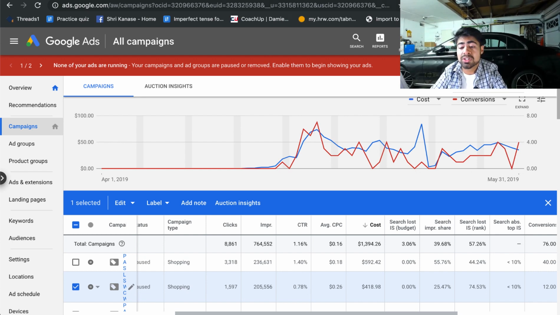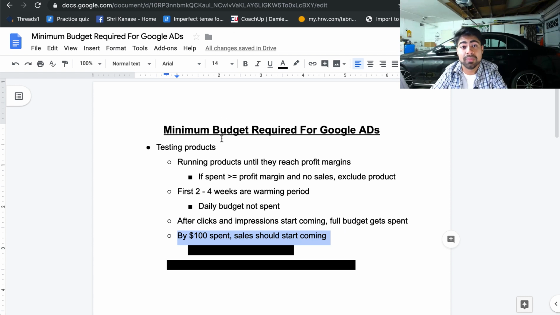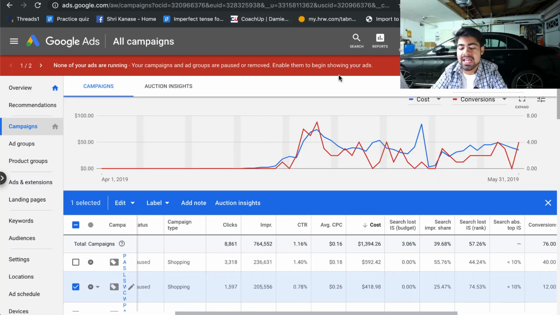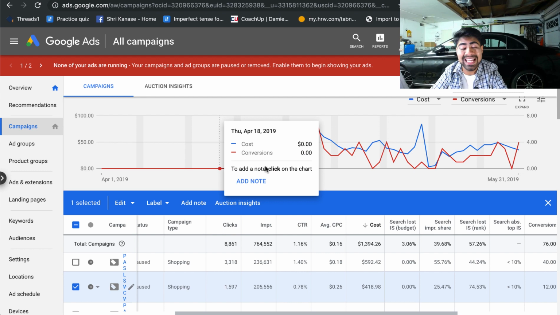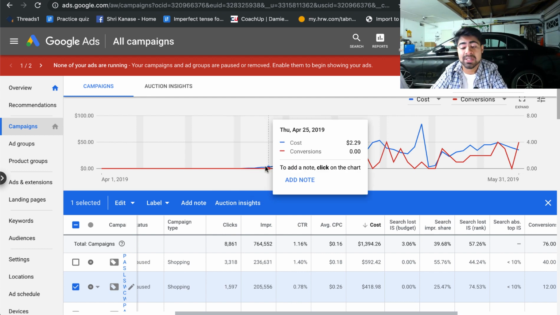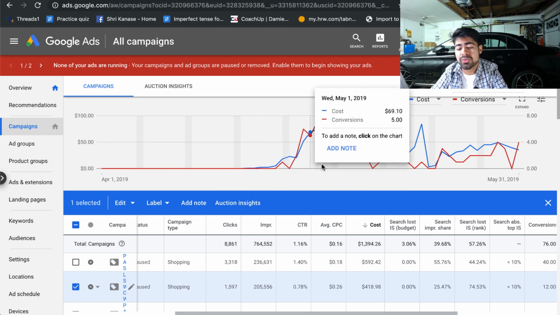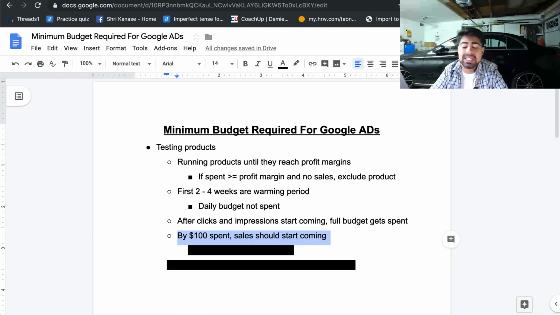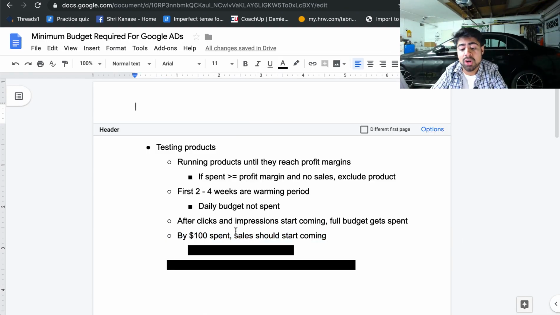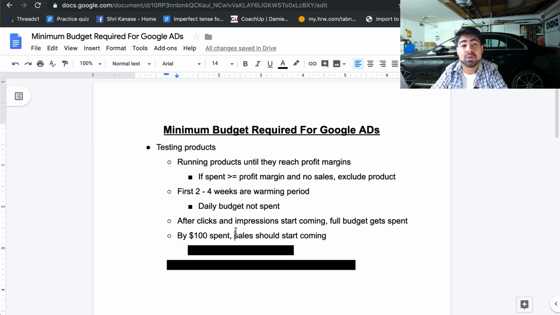With Google, one thing you want to understand is the more time you give it to perform, the better it starts to perform, and that is exactly what happened. As you can see, in the beginning, it was completely silent, no budget was getting spent, but after about 2 to 4 weeks, things really started picking up. But definitely be looking at getting some kind of traction after about $100 of spend. If there are no sales by $100 spend, there's definitely a problem and you need to work towards fixing that issue. But this brings me to my final few points.